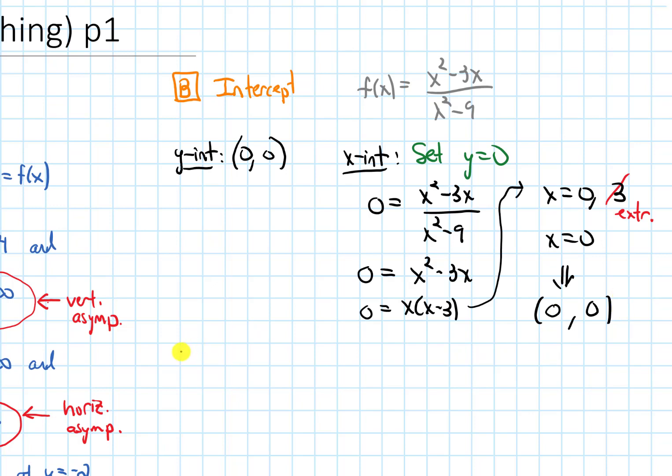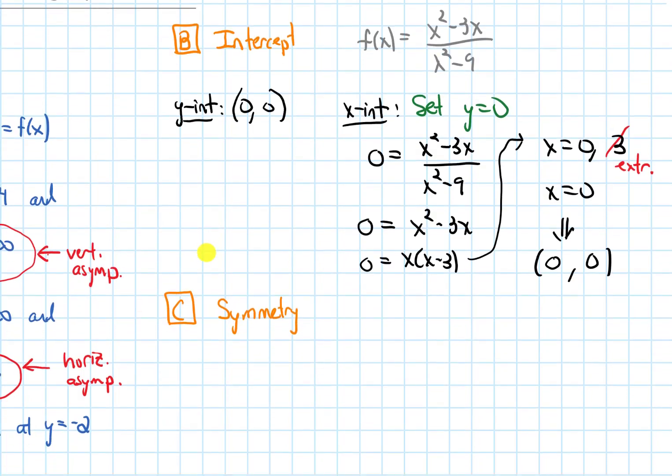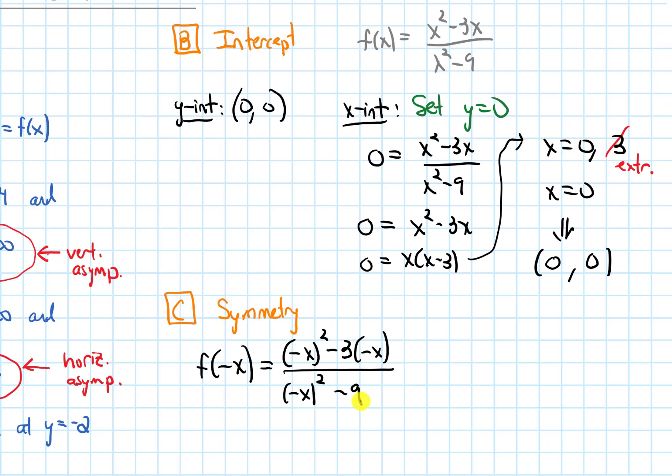Okay, we are on to step C, which is symmetry. Is our function going to be even or odd or neither? The way we test this is I plug in negative x for my x into my function and see what that becomes. That gives me negative x squared minus 3 times negative x, over negative x squared minus 9. If I simplify, on the numerator we get x squared plus 3x, and on the denominator we get x squared minus 9.